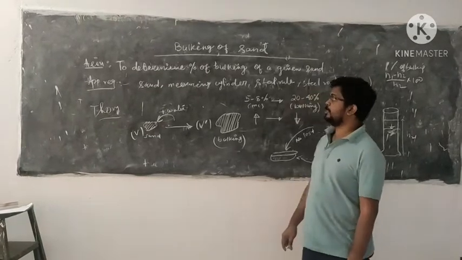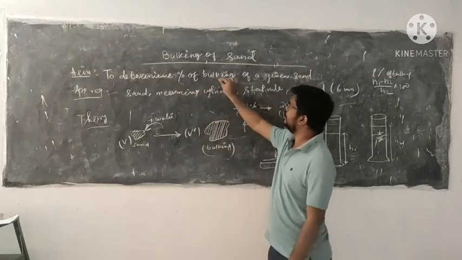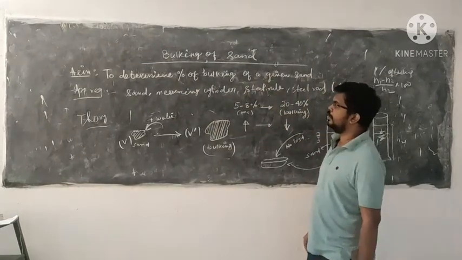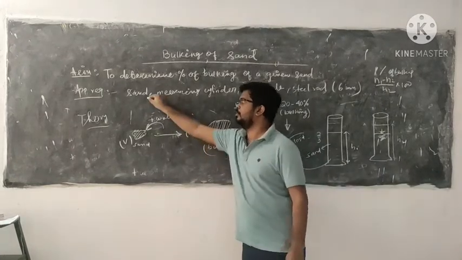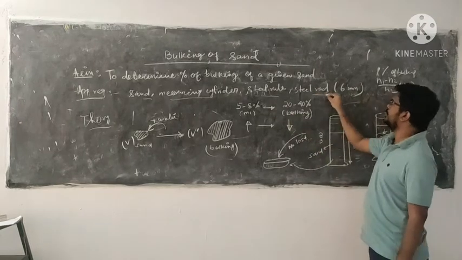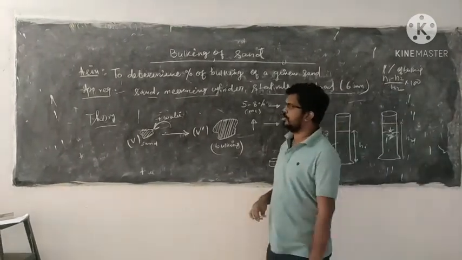We will start our next practical, that is bulking of sand. So our aim of the experiment is to determine percentage of bulking of a given sand. For this, we need sand, obviously, then measuring cylinder, steel rule, and steel rod, that is of 6 cm diameter. So let's discuss the theory.